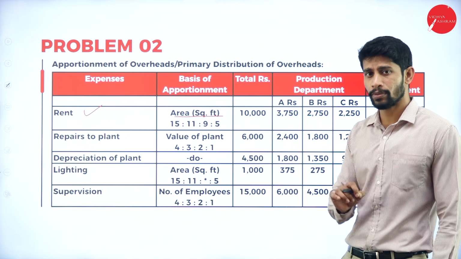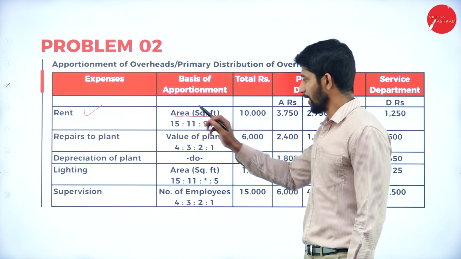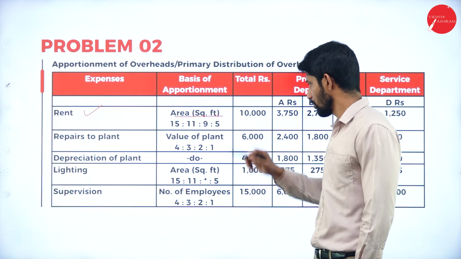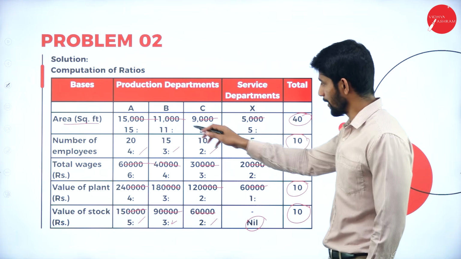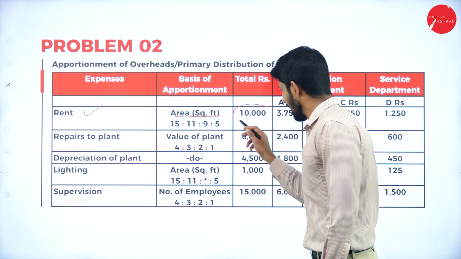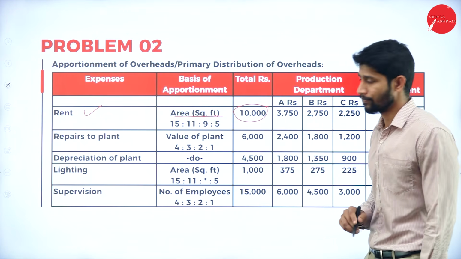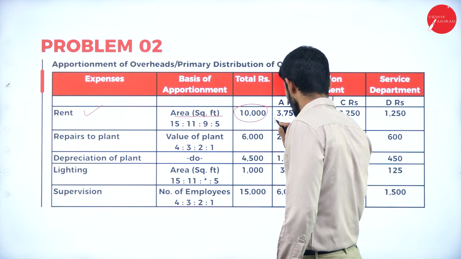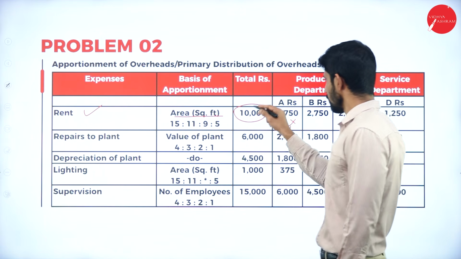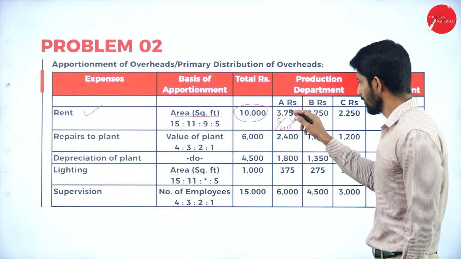Okay, the rent is supposed to be distributed based on area. So what is the ratio for area now? 15 is to 11 is to 9 is to 5. So we already found the total of 40. So total rent is how much? 10,000. So here, 15 divided by 40 into 10,000. How much will you get?